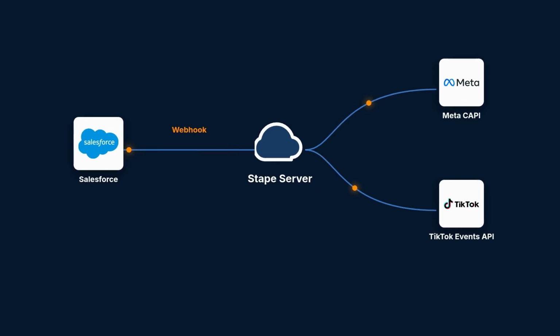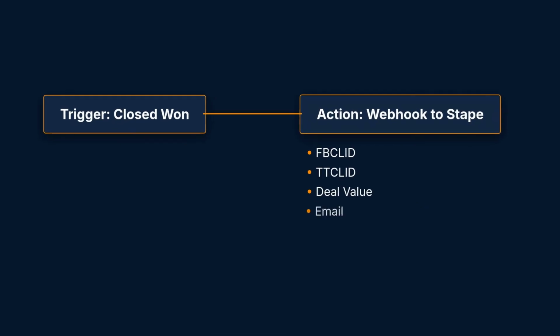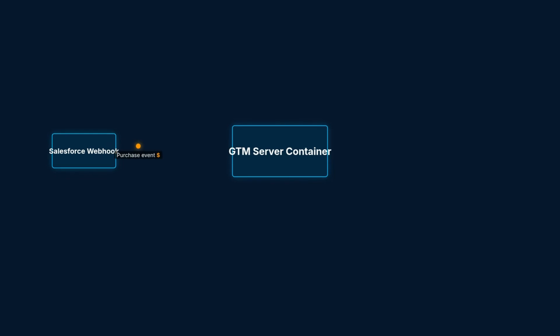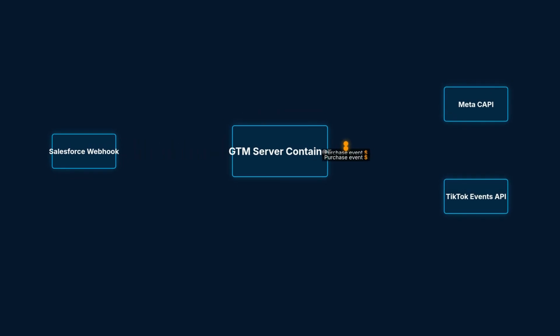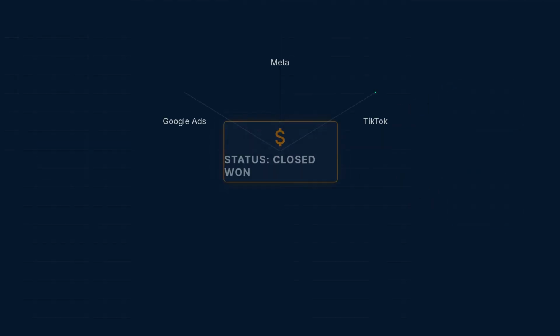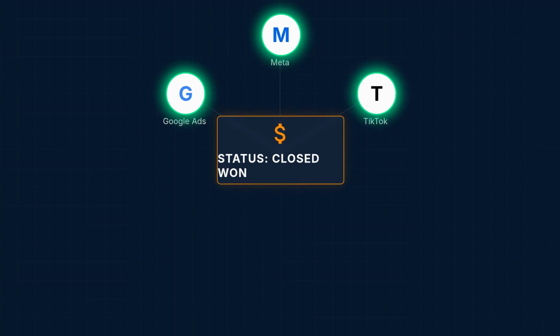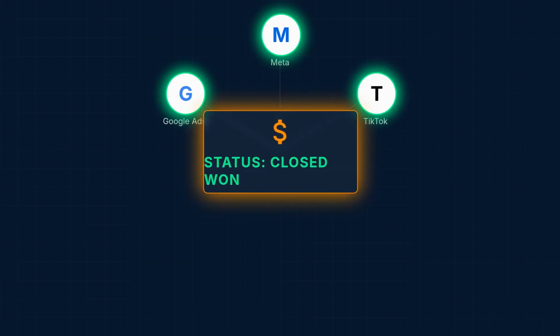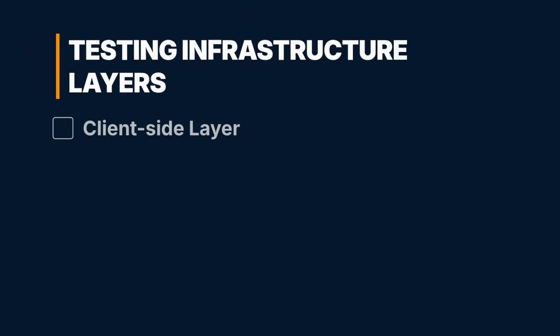Setup is a Salesforce flow. The flow sends a webhook payload to Stape containing the stored FBCLID, TTCLID, deal value, and customer email. In the GTM server container, build two tags: Meta CAPI and TikTok Events API offline conversion tags firing purchase events with deal values. Now all three platforms receive offline signals when real business outcomes happen, not when forms are filled, but when deals close.